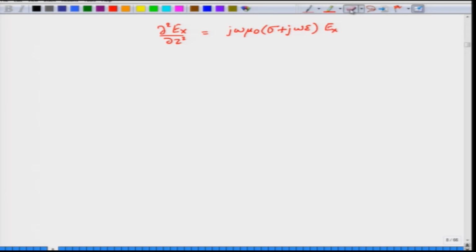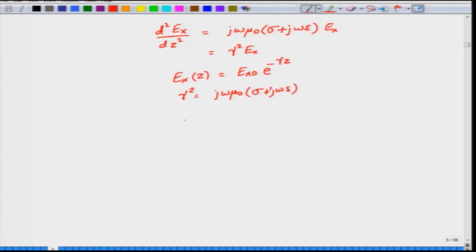Of course, instead of del square by del z square, because we are dealing with a phasor, I can simply write this as d square E x by dz square. I can now write this entire thing as gamma square E x, and the phasor solutions with respect to z will be some amplitude, which we will call Ex0, and because we are considering a plus z direction wave, we can write this as e power minus gamma z, where gamma square is equal to j omega mu naught into sigma plus j omega epsilon, or gamma itself is equal to square root of j omega mu naught sigma plus j omega epsilon.